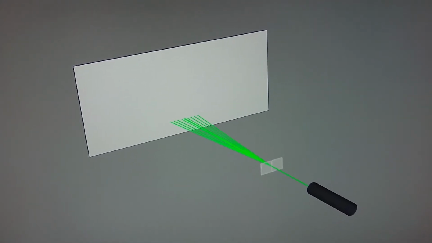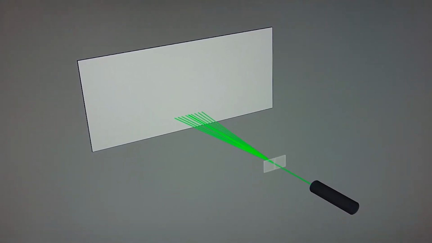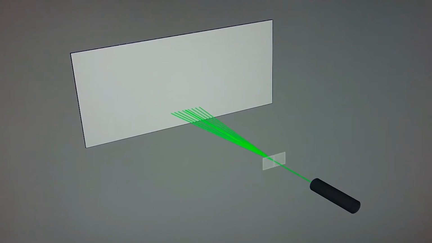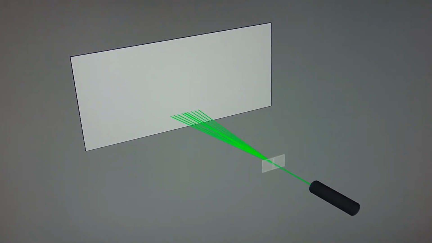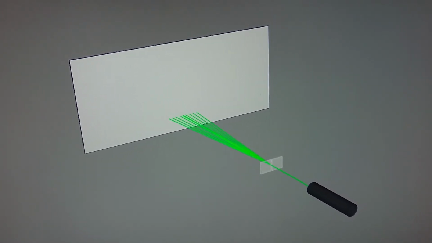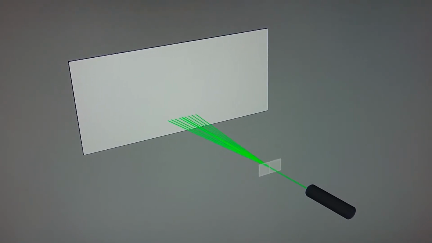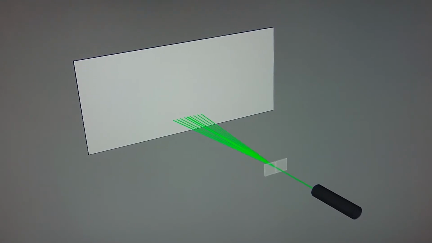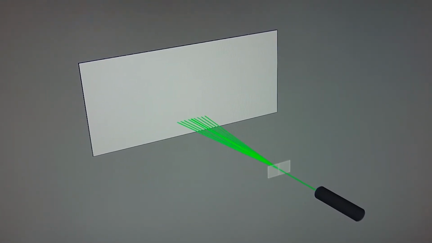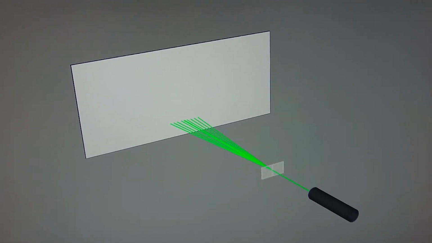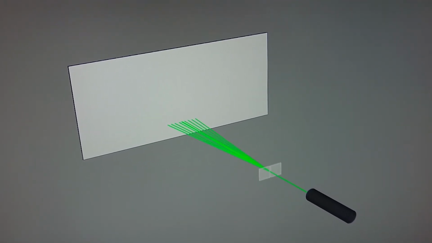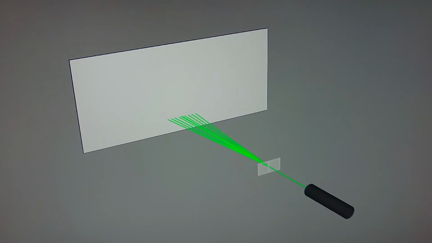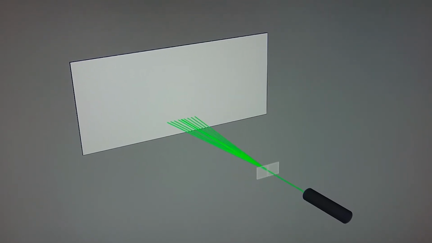But the question here is, if I shift the laser to the right or to the left, as far as almost zero lux light passes through the slit, then what will happen to the diffraction pattern? This is what I'm going to explain now.